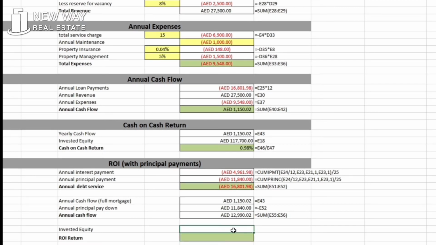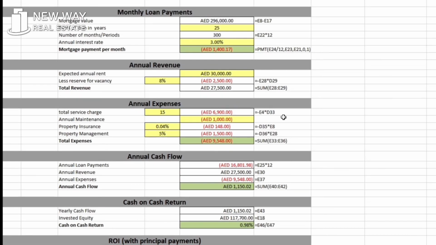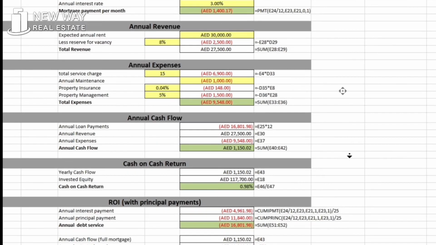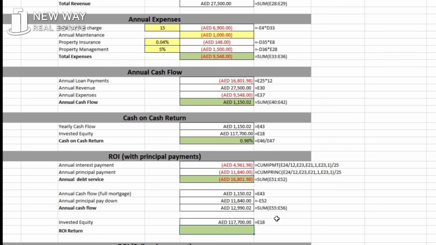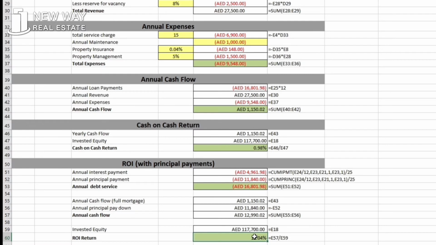Now we need to calculate the ROI return, including the principal payment, on the invested equity, which we've already calculated up there. It is 117,700. The ROI return will equal the annual cash flow divided by the invested equity, giving us 11%. Well, that sounds better. That sounds like a pretty sound investment to me.